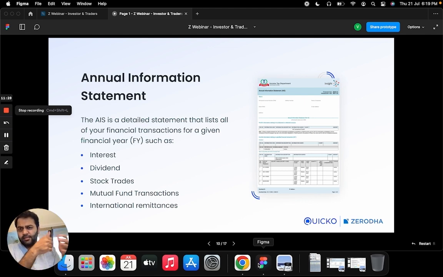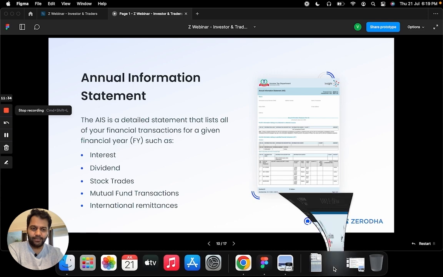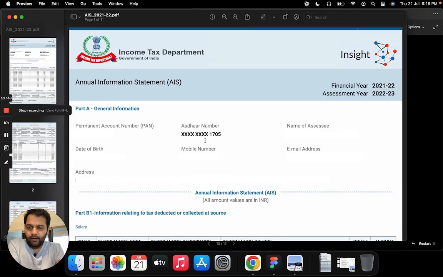So let's talk about the annual information statement by looking at one. How is it different from Form 16 and Form 26AS? The annual information statement is essentially a summary of all financial transactions done by you in a given financial year, right? So what constitutes a financial transaction? Things like you buying and selling stocks, buying and selling properties, are some classic examples of specified financial transactions. Also, your salary information comes into the annual information statement. If any dividend was paid by companies or AMCs to you, that information will reflect in the annual information statement.